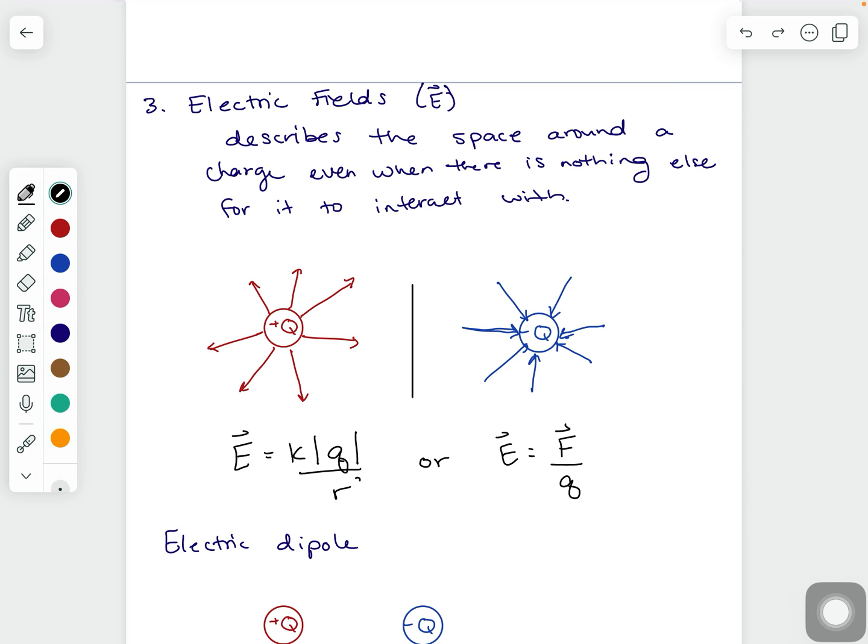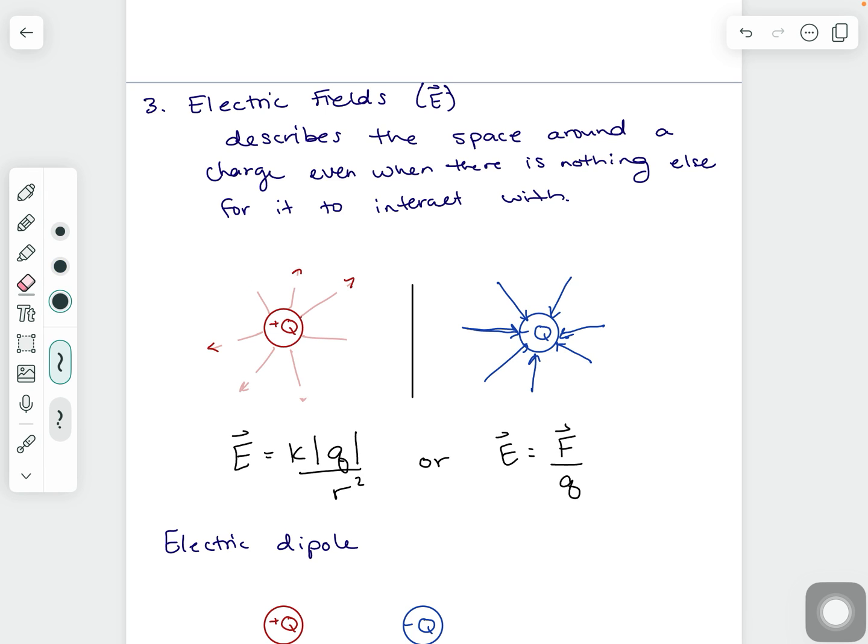To get the magnitude of the electric field, we would use either E equals k times the absolute value of Q over r squared, I forgot the squared, or E is equal to the force over q. It really depends on the information you're given.